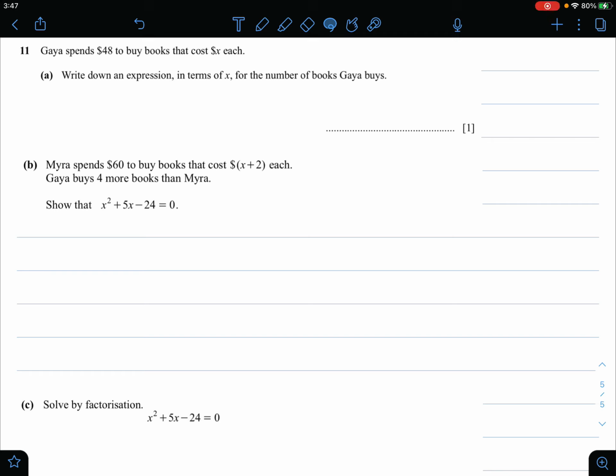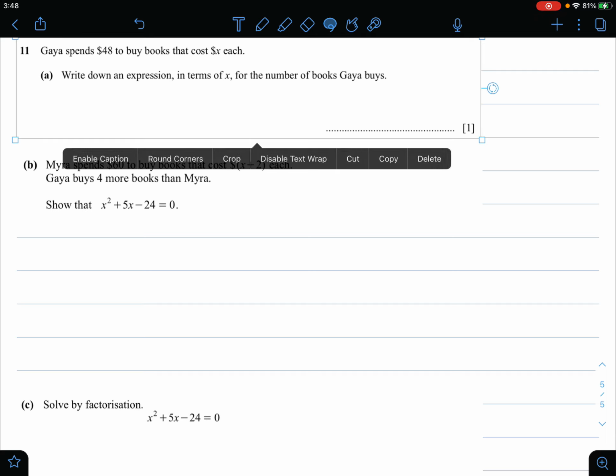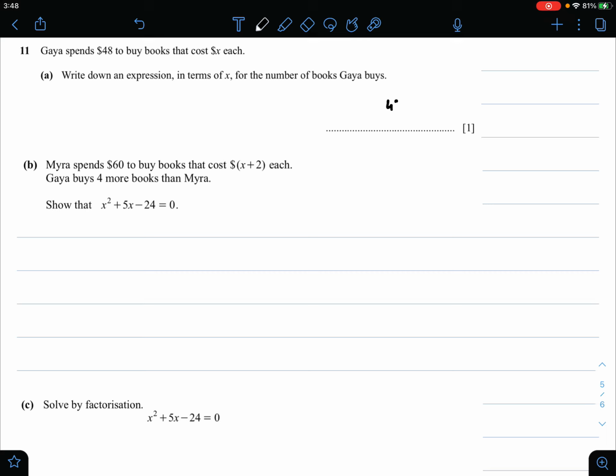So for part A, they are asking us to write down an expression in terms of x for the number of books Gaya buys. They tell us that Gaya spends $48 to buy books that cost x dollars each. So to find the number of books, we'll divide the total amount that she spends by the cost of each book. So that would be 48 divided by x.